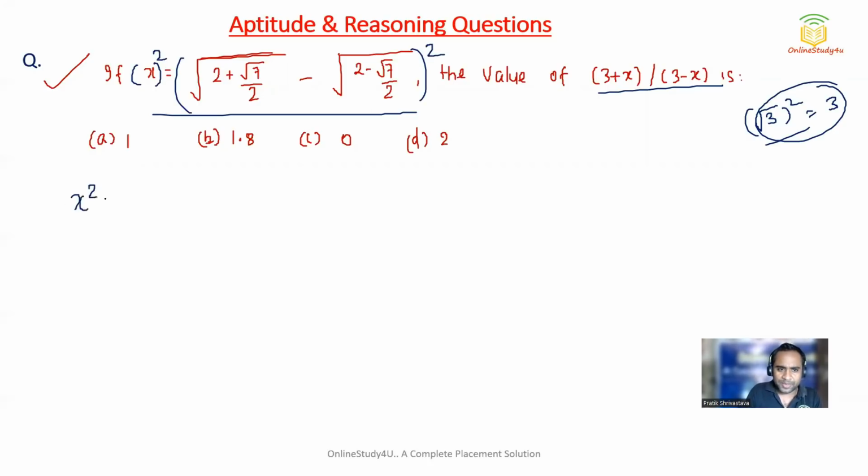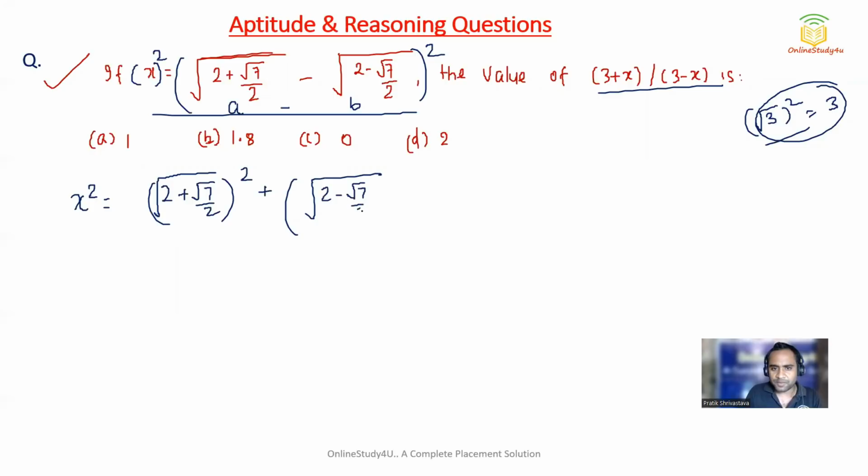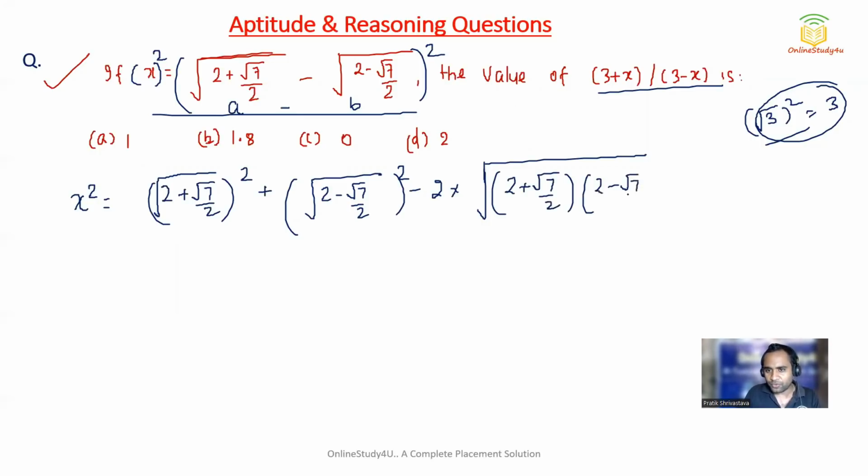So x square will be equal to a minus b square. So a minus b square will be a square plus b square, I'm sorry. So here a square plus b square, 2 minus a square root of 7 by 2, and minus 2ab. So 2 into ab means put both of them under the square root, because they are in the square root. So 2 plus root 7 by 2 into 2 minus root 7 by 2.